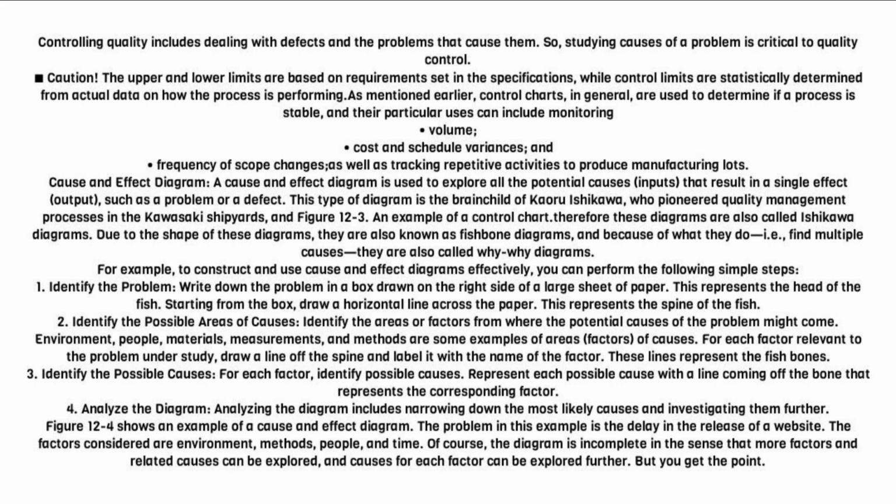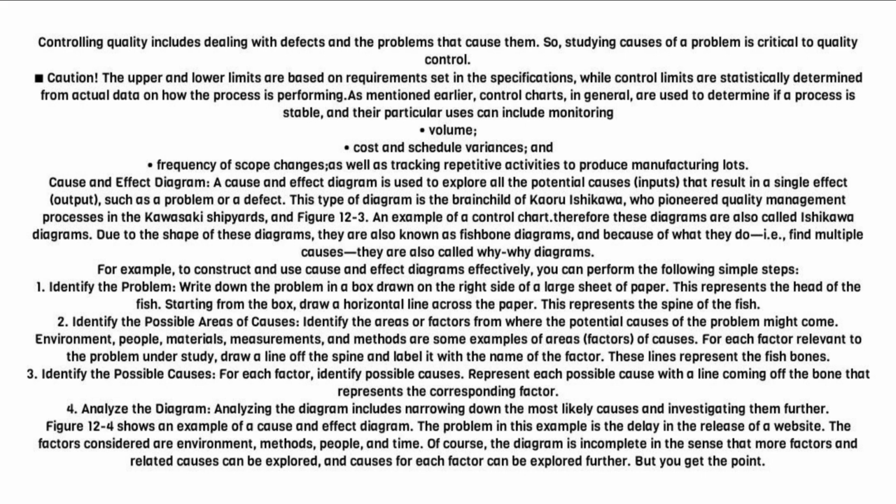For example, to construct and use cause and effect diagrams effectively, you can perform the following simple steps. 1. Identify the problem. Write down the problem in a box drawn on the right side of a large sheet of paper. This represents the head of the fish. Starting from the box, draw a horizontal line across the paper. This represents the spine of the fish.